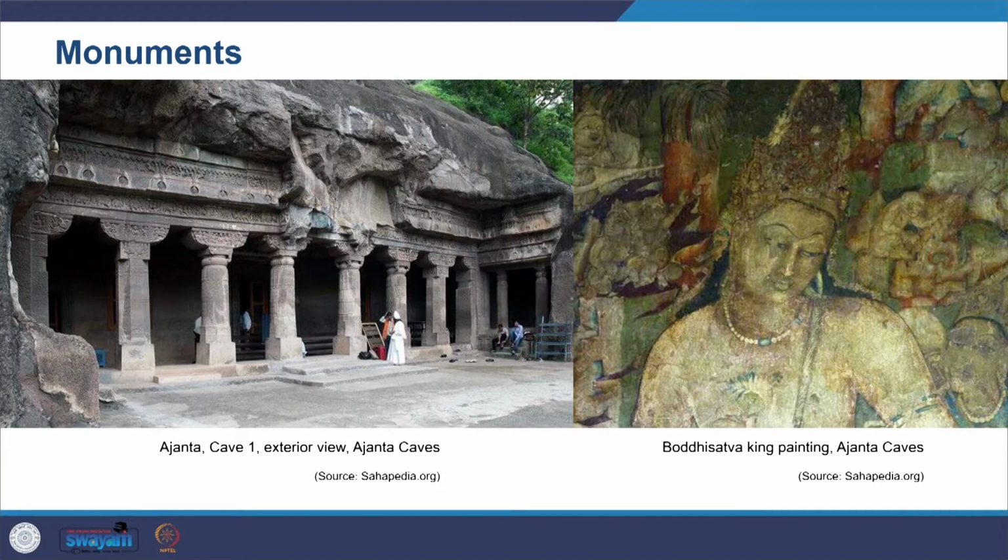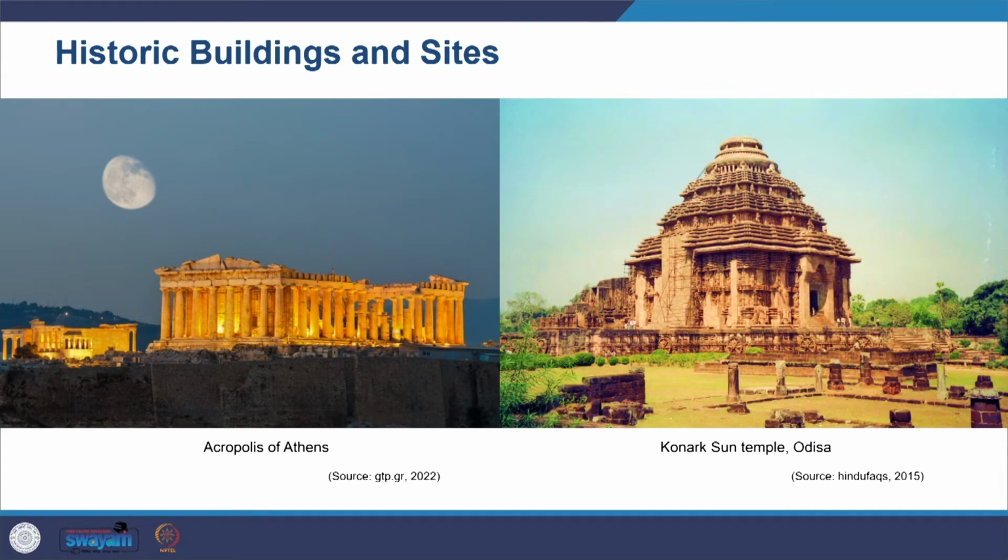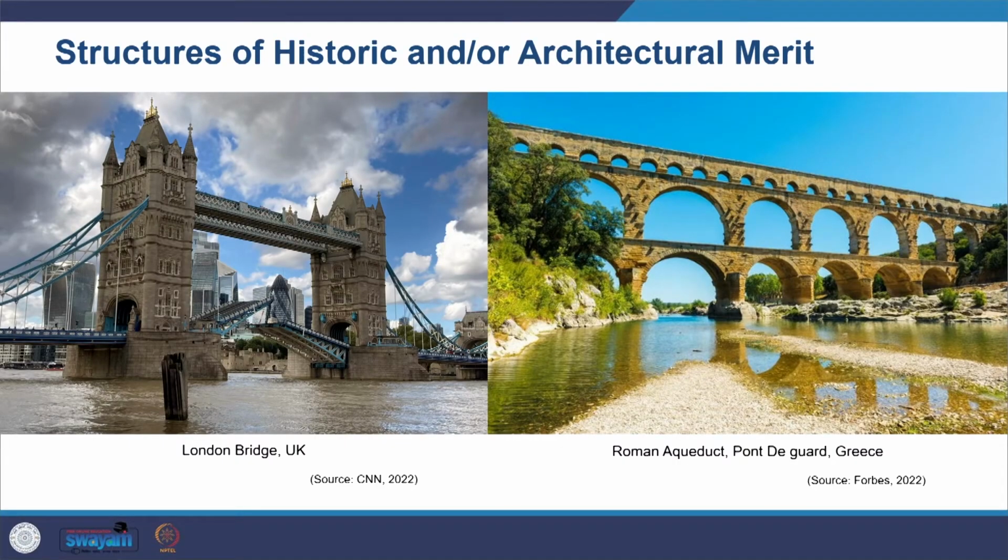Then there's another term which is commonly used: monuments. When we say monuments, you would be referring to monumental sculptures, paintings, inscriptions, and cave dwellings. Then you have historic buildings and sites. It can be individual or groups of different buildings, identified in terms of architecture and other things. These buildings and sites can be in any kind of context, urban or rural. Then there are structures which have historic or architectural merit, like roads, bridges, canals, aqueducts, which have been studied in histories, irrigation systems, ancient roads, and so on. So all these are considered.